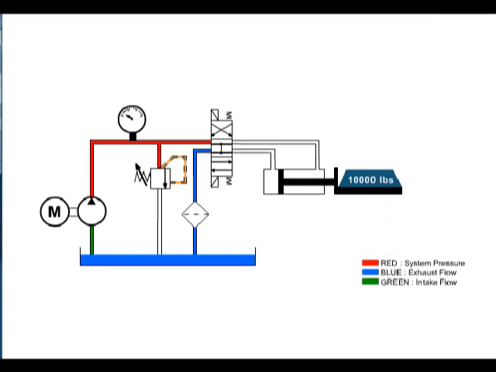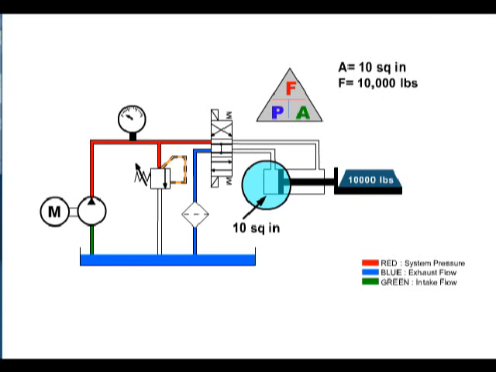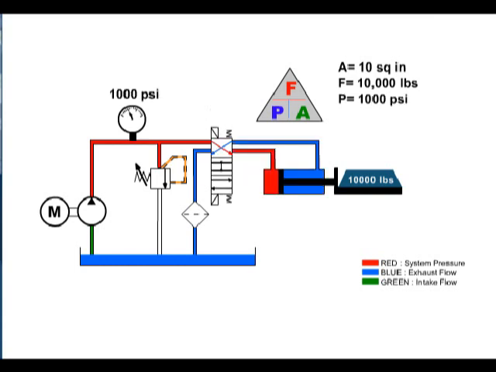Load-induced pressure is defined as pressure generated from the load or force on the actuator. The effective area of the cylinder piston is the area available for force generation. In our illustration, a 10,000-pound force gives us a load-induced pressure of 1,000 psi based on our formula. When the cylinder is extended, the required pressure to move the 10,000-pound load is 1,000 psi, less frictional forces.